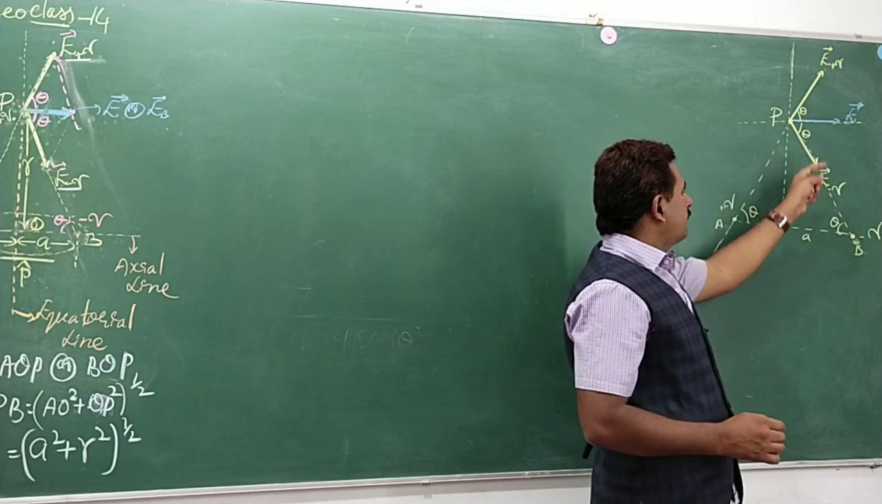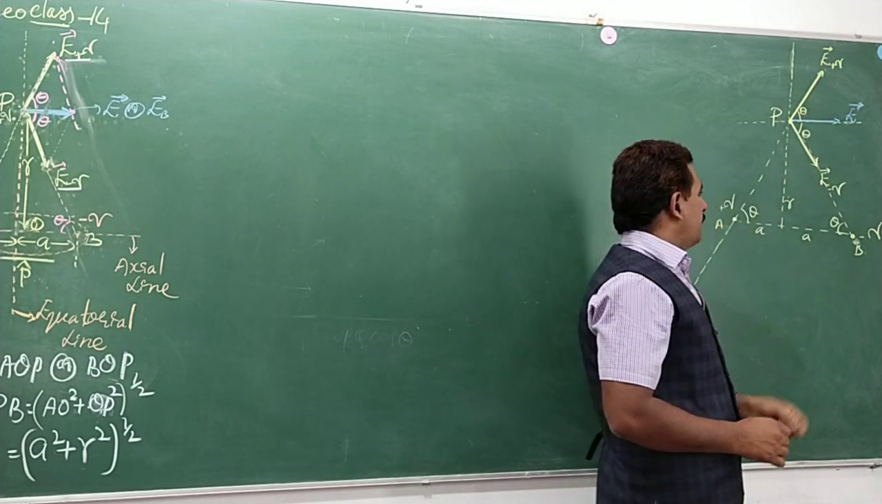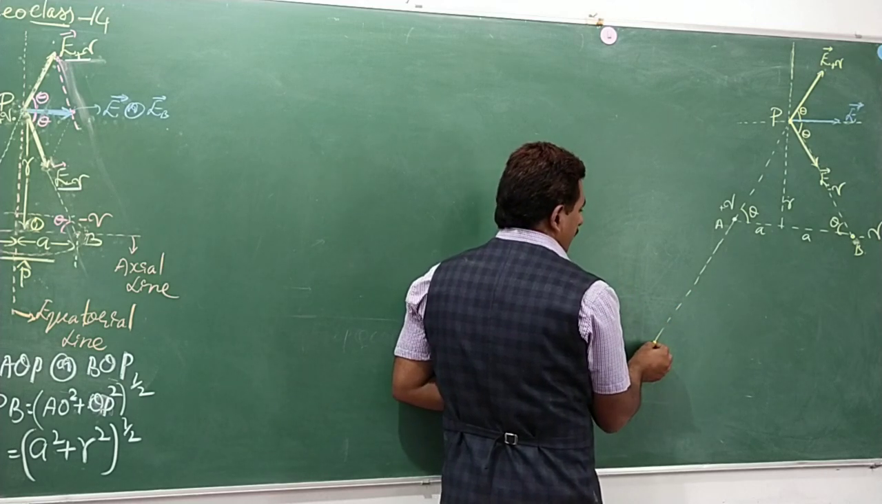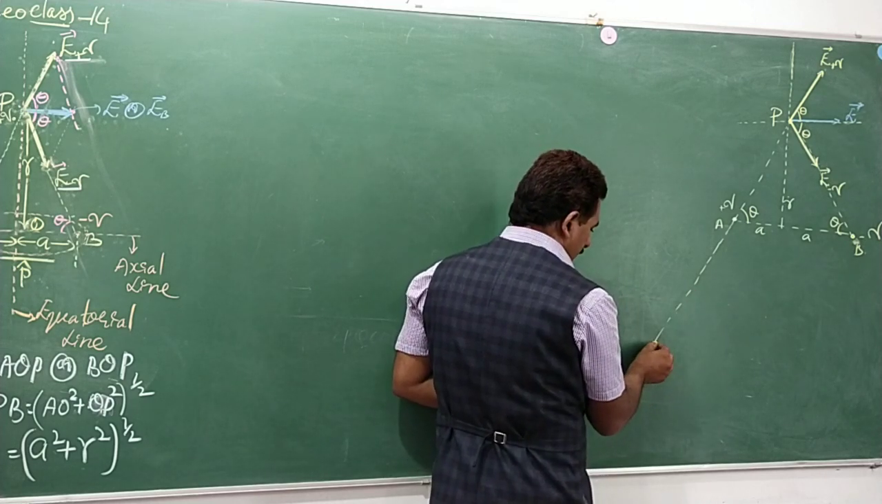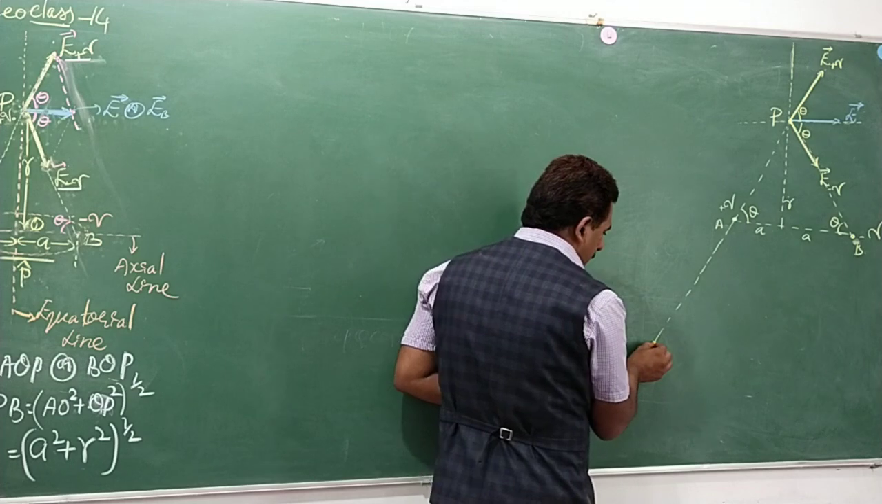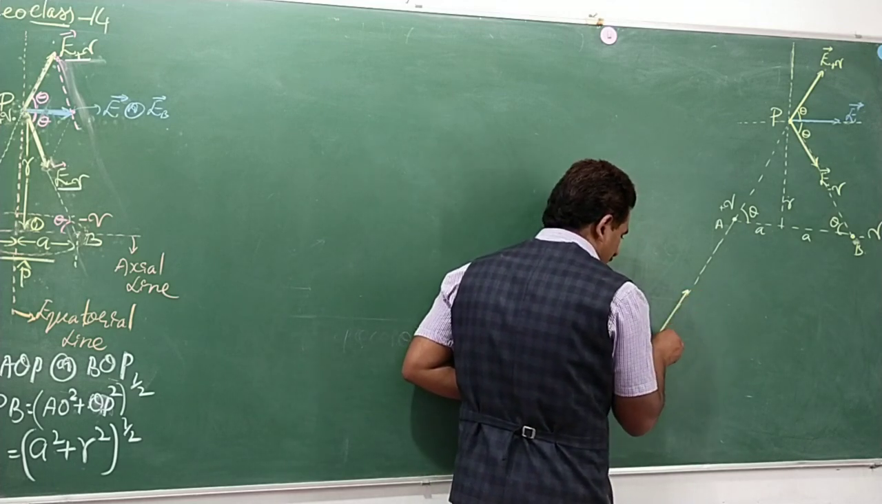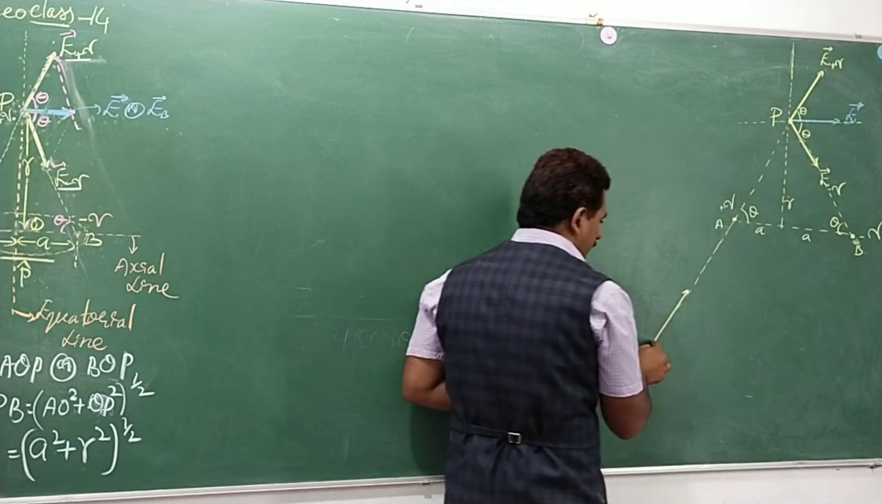How to resolve the values of E plus Q, E minus Q? First of all, let us take the vector E plus Q. See here. You think this way, E plus Q is acting along this direction. Just observe the direction. I have written the same E plus Q here.